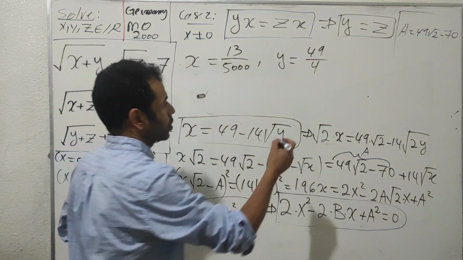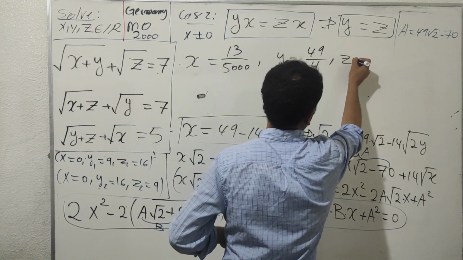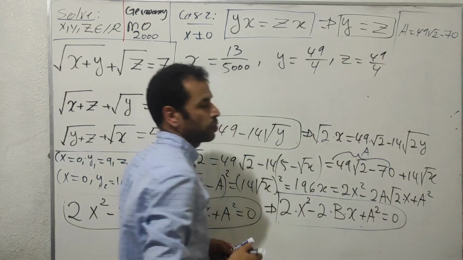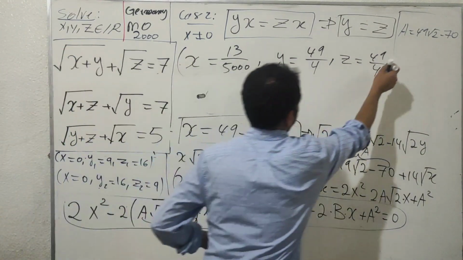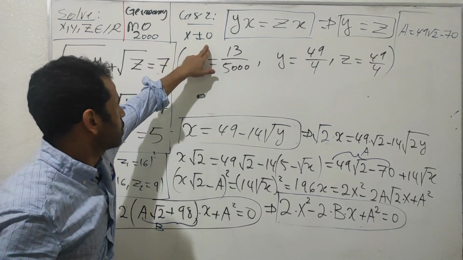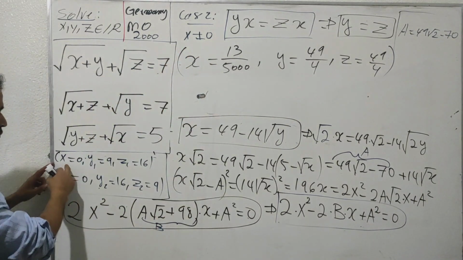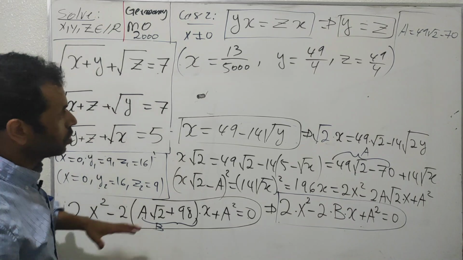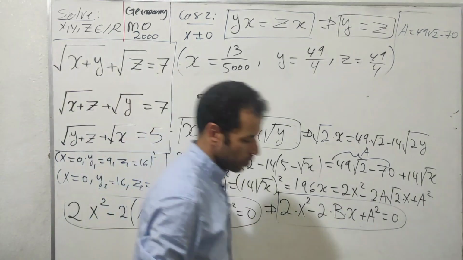Okay, so with z equals 49 over 4 because they have equality. So I get this pair of solutions when we have x different than 0, and then I get the first two solutions when we have x equals to 0. Okay, so these are the only values that I will have for this equation.